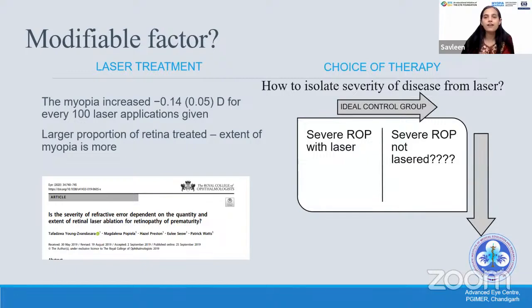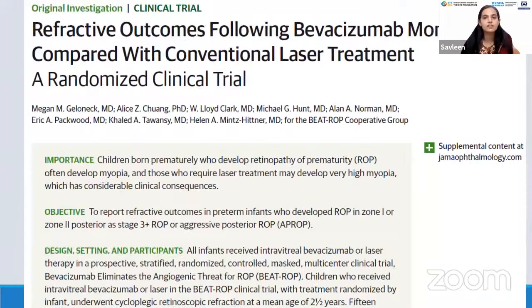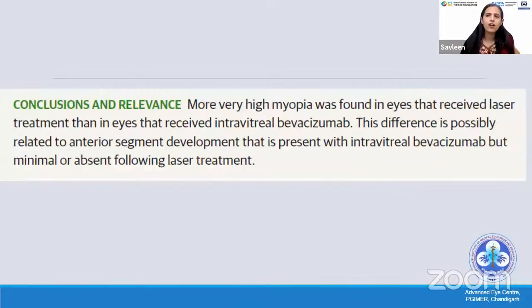And we have a similar scenario. The paper that actually propagated anti-VEGF in ROP claimed that there is high myopia in eyes with laser than in eyes which received bevacizumab. So it's not actually a rule, because all these studies have been from variable subcontinents with variable severity.